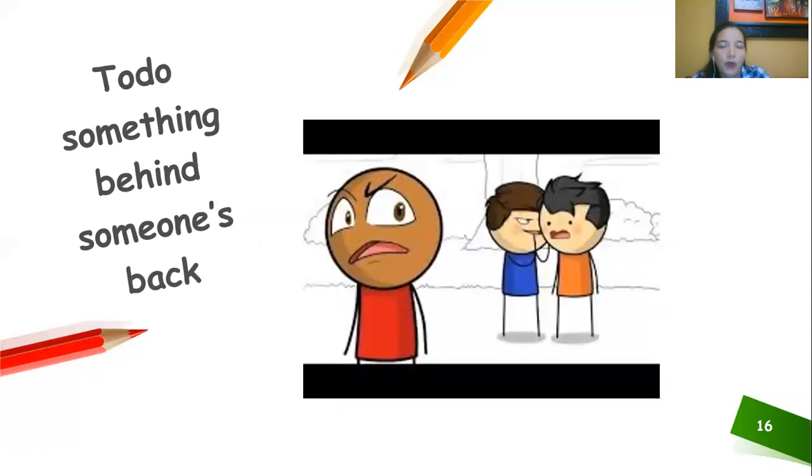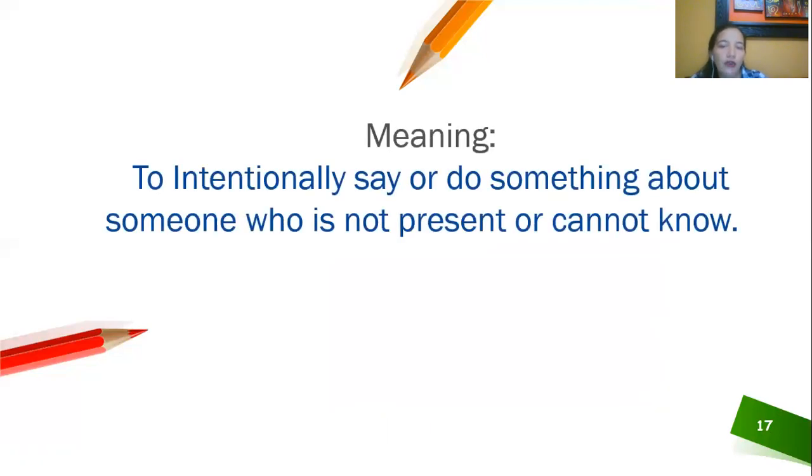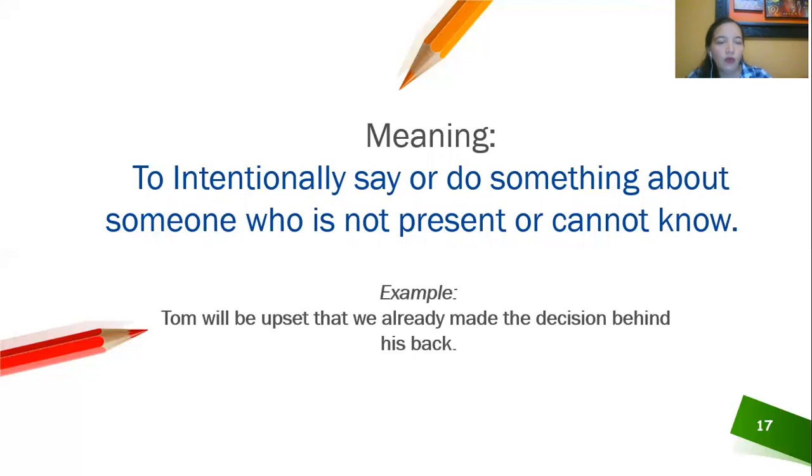Okay, I think it's pretty clear in this picture what the meaning of that is, right? It is to intentionally say or do something about someone who is not present or cannot know. Example: Tom will be upset, angry, that we already made the decision behind his back. It means that they decided without telling him, okay? So, that is the meaning of to do something behind someone's back.